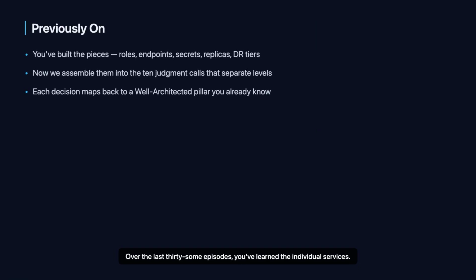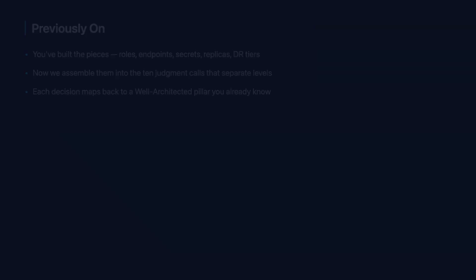Over the last 30-some episodes, you've learned the individual services. In episode 18, we covered multi-AZ and read replicas. In episode 6, fetching secrets at runtime. In episode 10, gateway endpoints. In episode 19, disaster recovery tiers. Now we stop looking at them one at a time and start making the calls a senior architect makes daily. And here's the payoff. Every one of these 10 decisions traces straight back to a well-architected pillar you already know.